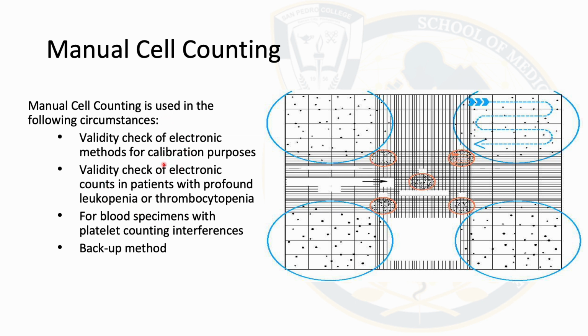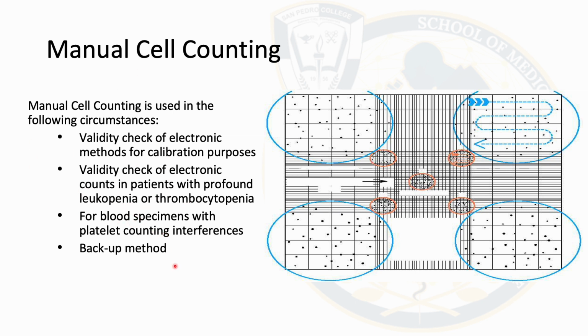So again, validity check for electronic counts in patients with profound leukopenia and thrombocytopenia. This is also one of the cases wherein you perform manual counting, if the machine can no longer count the cells because the count is too low or too high. Remember, we have what we call linearity. Kindly review that term, linearity. In all machines, there has to be a linearity, and you need to know that because whatever is outside the linearity of the machine cannot be read. So particularly if the WBCs or RBCs are too low, you can perform manual counting because it cannot be read by the machine.